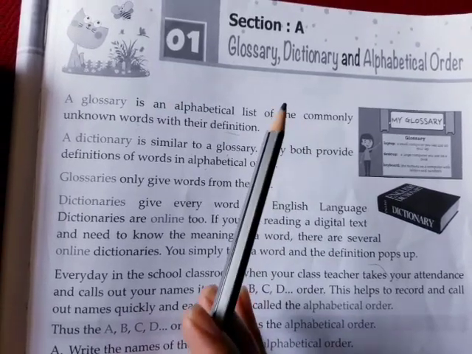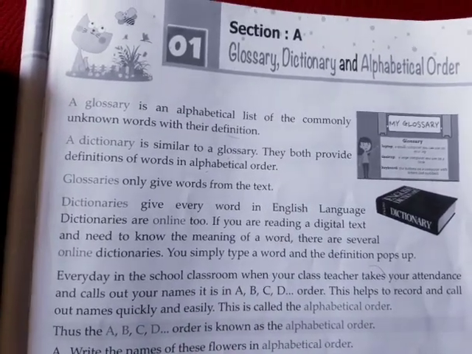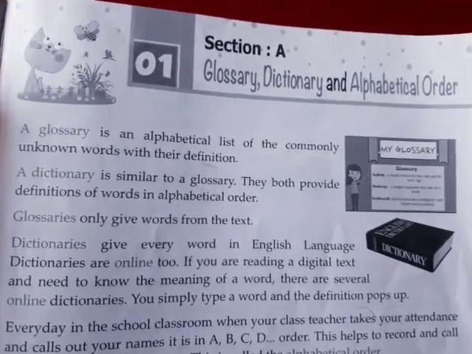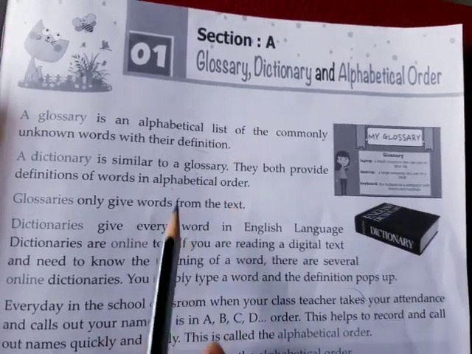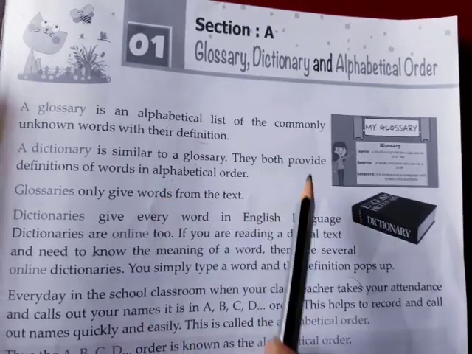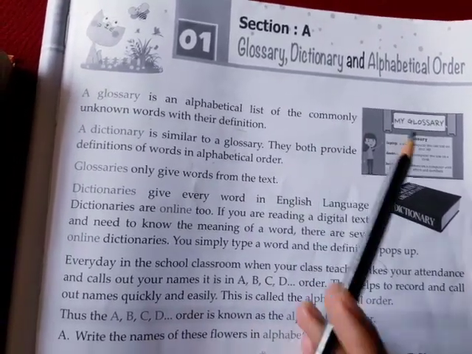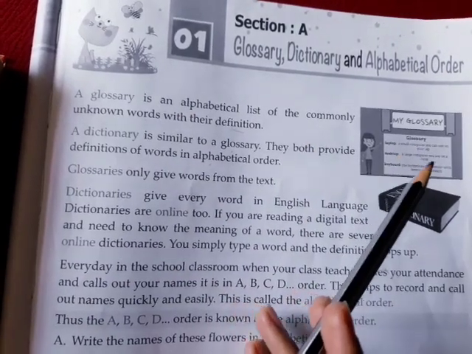Text means, suppose I am reading some passage from the book or from some other book. So you will see at the last one box will be given. That box is known as the glossary. In that box some words are given with the meanings or with the definitions, and those words are available at the end of the text or a book. It is either available after the text or at the end of a book.